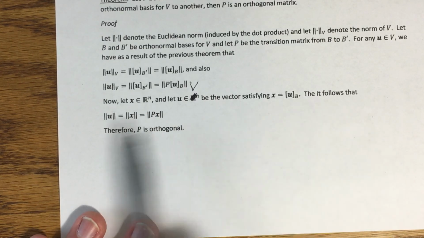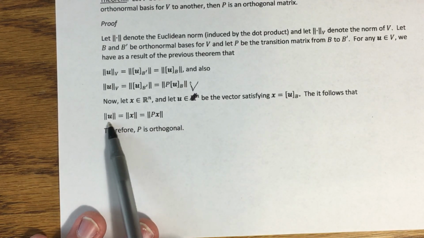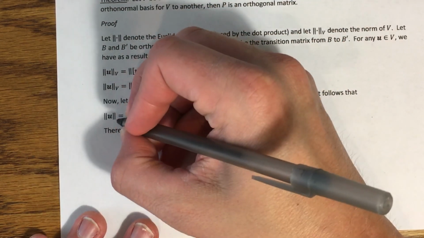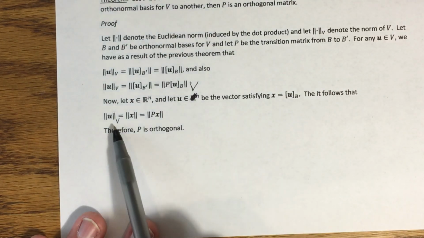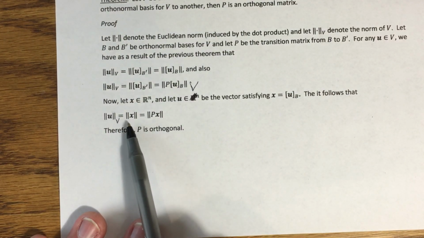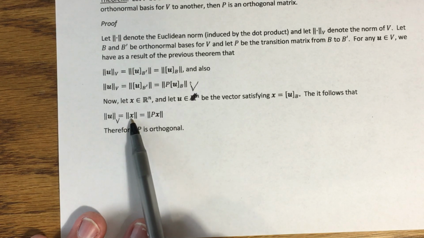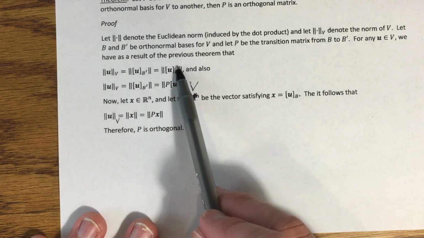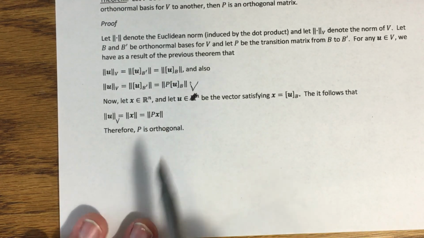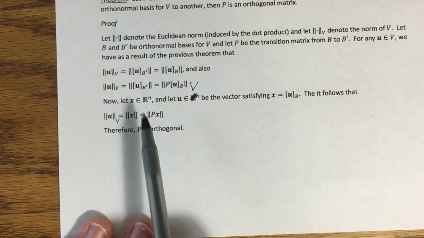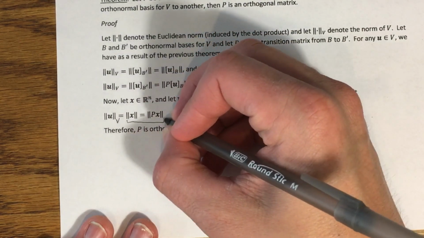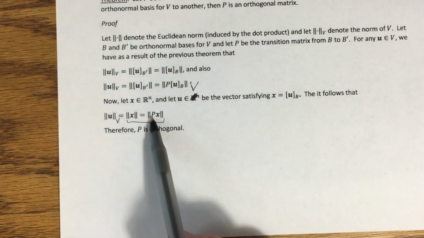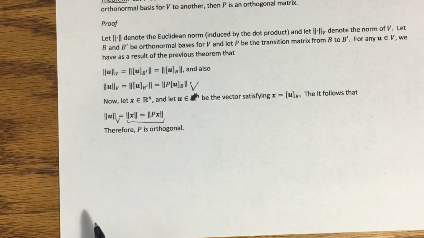Then the norm of U in the inner product relative to V will be equal to the Euclidean norm of X, which is equal to the Euclidean norm of Px because of this equality right here. Therefore, P is orthogonal because, remember, if this is true for every vector x in Rn, according to our previous theorem, that's equivalent to the statement that this matrix is orthogonal.